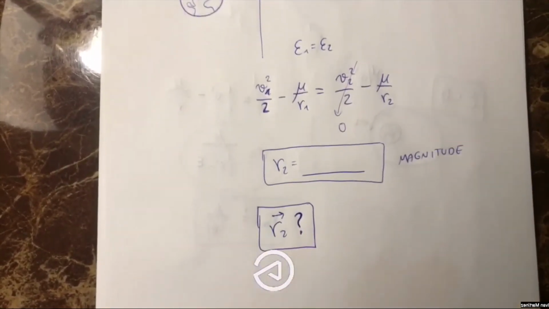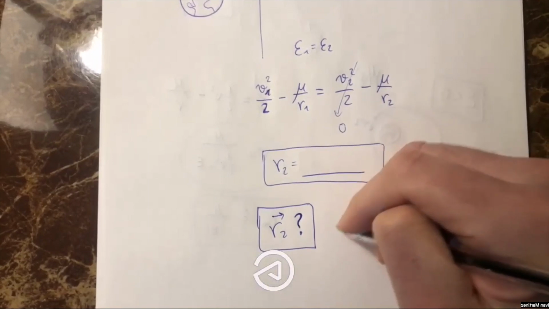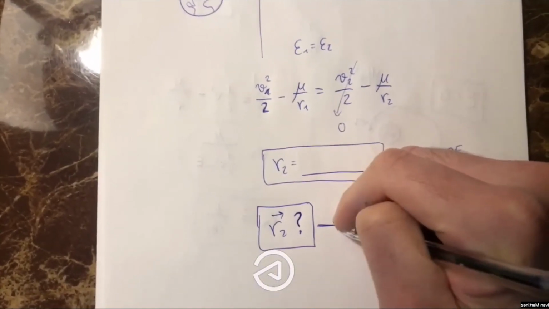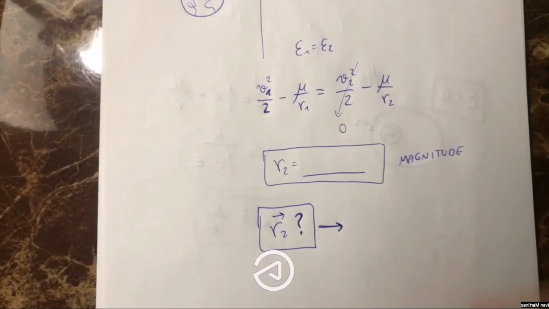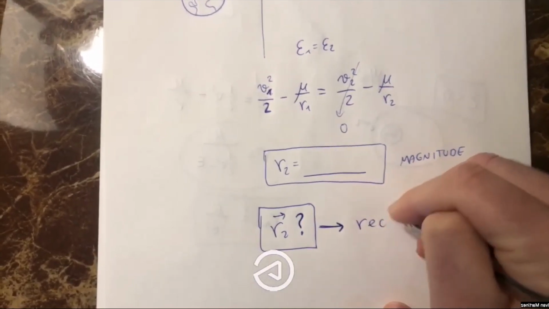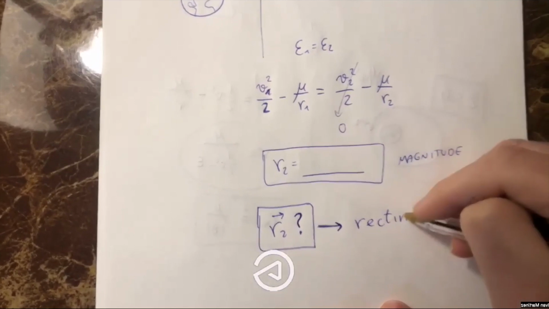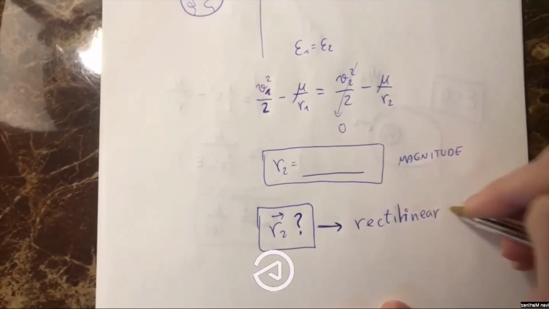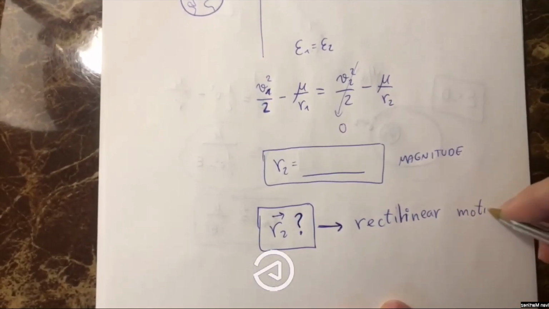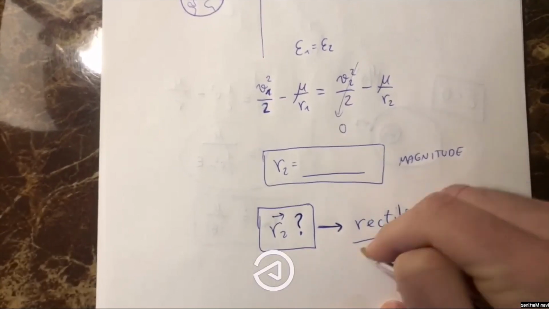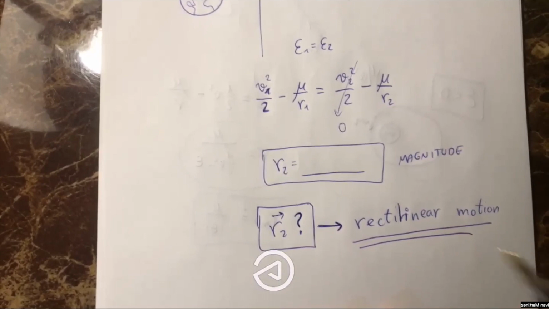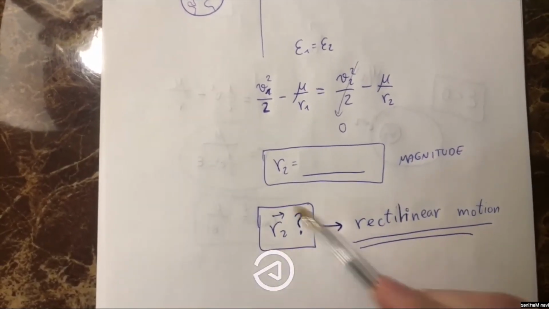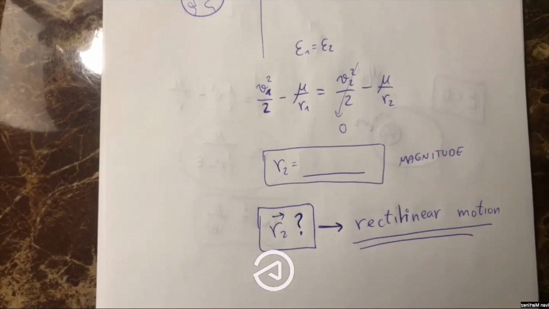The only thing that I can say without giving you the answer is to remember the problem says it's rectilinear motion. So with that, with the magnitude and knowing this, you should be able to find this.